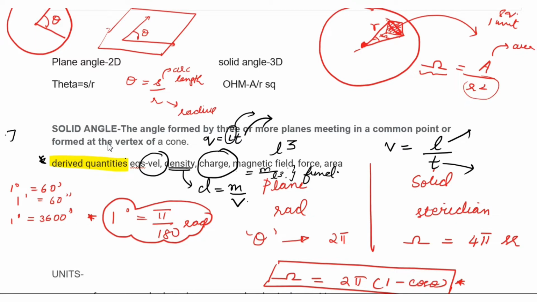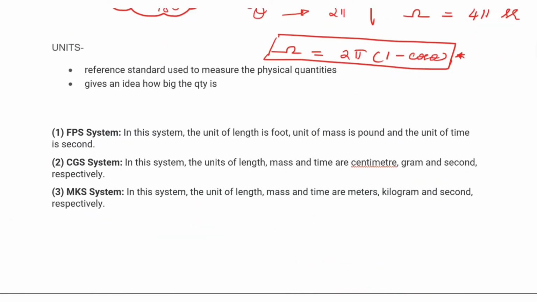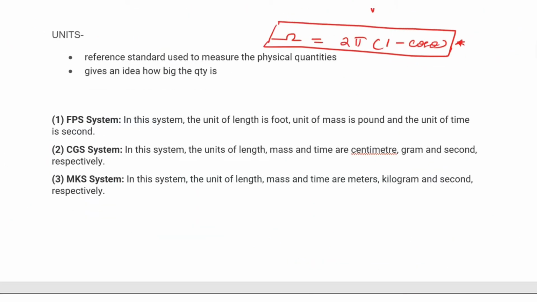Alright, next we move on to the next topic, which is units. Measurement of any physical quantity involves a comparison with a certain basic, arbitrarily chosen and internationally accepted reference standard called unit. So what are the characteristics of a unit? It is basic, it is arbitrarily chosen, and it is an internationally accepted reference standard.